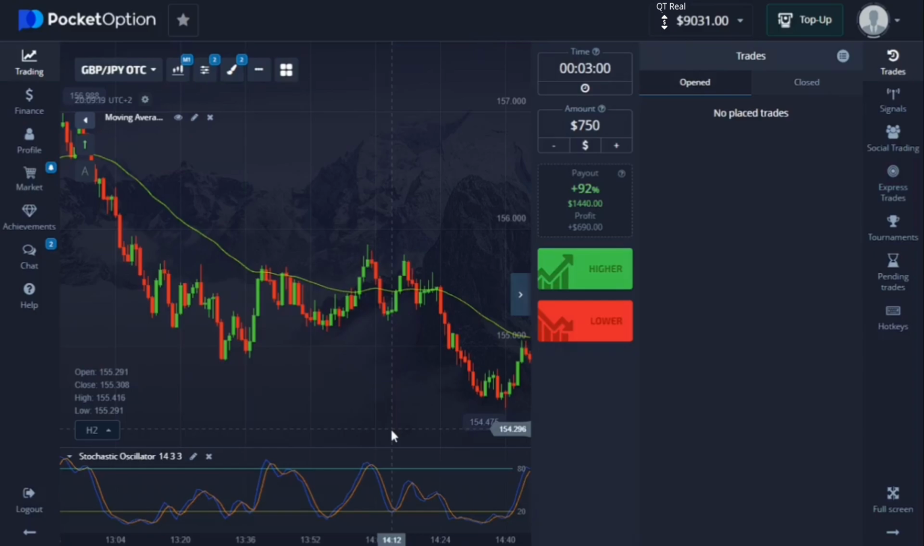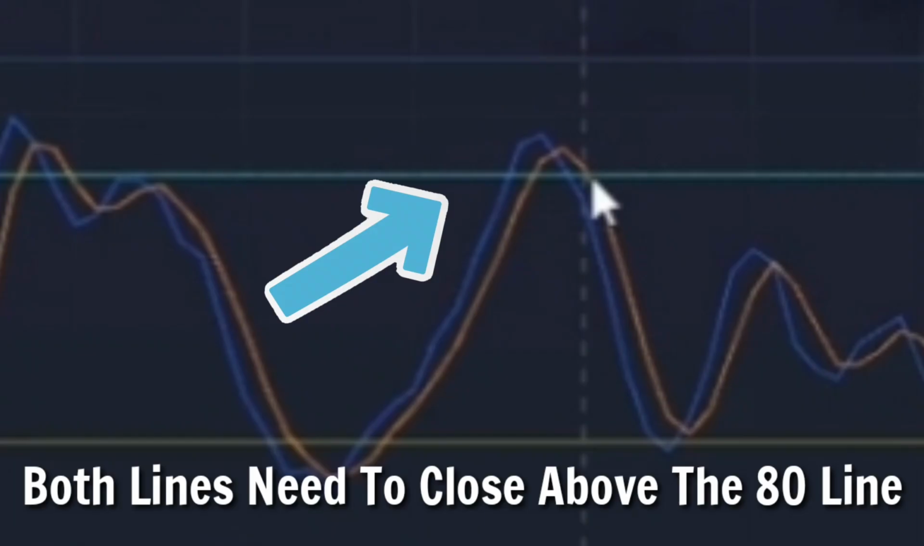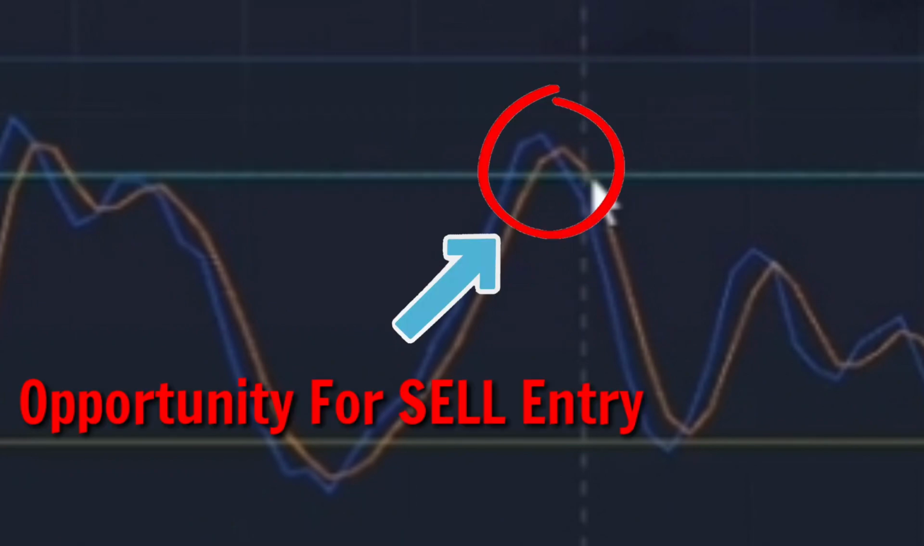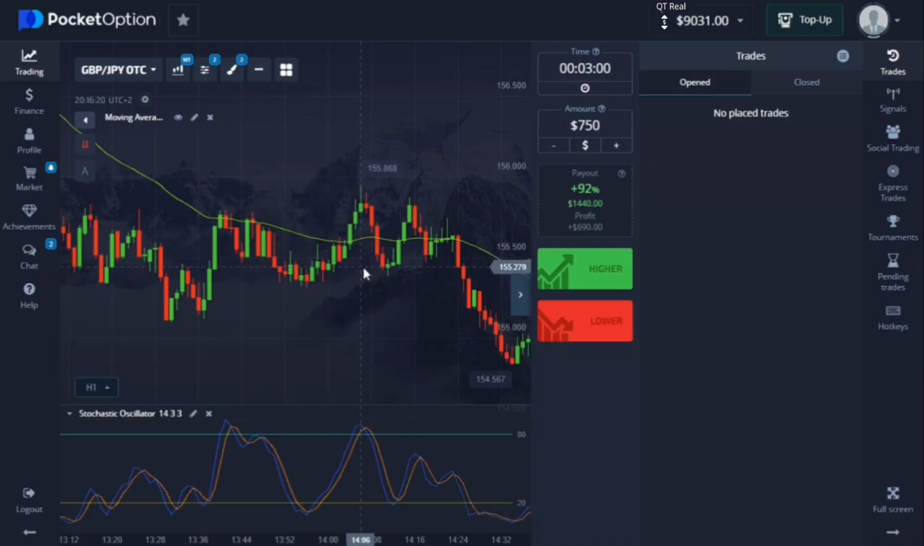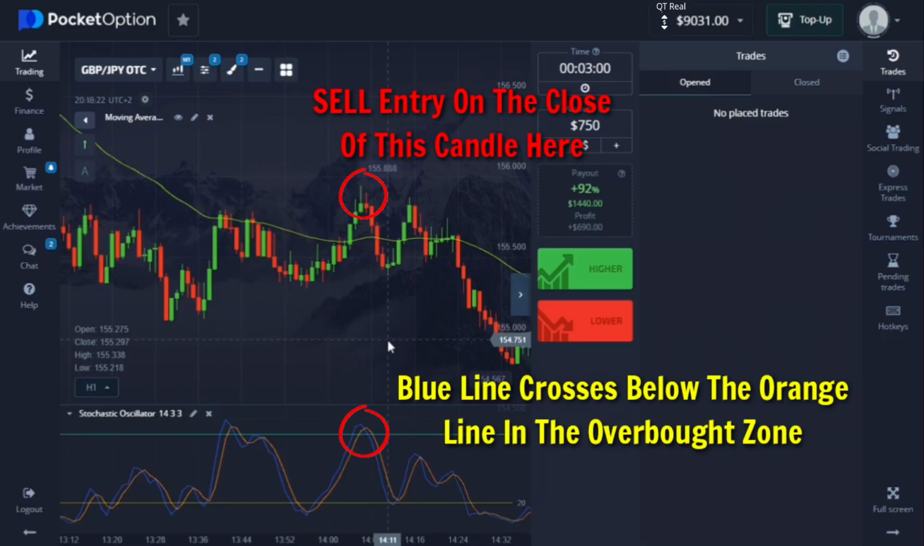Once you've identified the short to medium term trend in the market, we now need to wait for our second confirmation, which is provided by the stochastic oscillator. We need to see that both the blue and orange lines are above the 80% marker on the stochastic oscillator. This essentially means that the price is considered to be overbought, and this would be a good time to enter a sell position. Now keep in mind that just because both the blue and orange lines cross above the 80% marker doesn't mean you should recklessly enter a sell position. We need to wait for the blue line to cross well below the orange line before entering a sell position. In this example that I've picked out over here, the blue line crosses well below the orange line over here, making this a great time to enter a sell position.